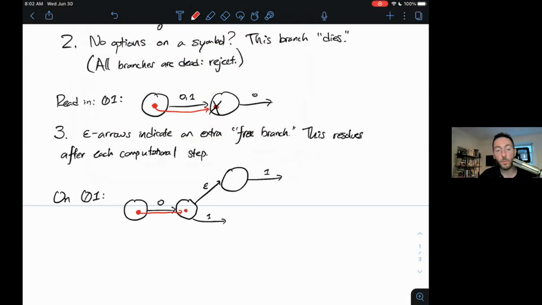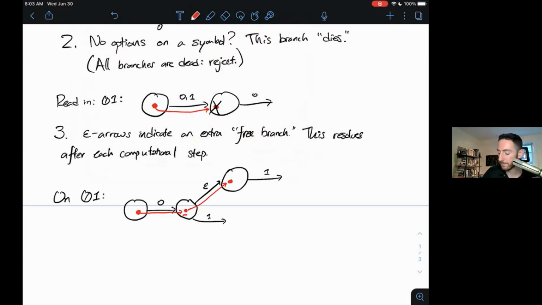And then, before we do anything else, we notice we have an epsilon edge, and we resolve it before we take the next computational step. So we split off a second copy of ourselves, another branch. We take the epsilon edge and end up over here. But that's just another branch. This copy down here is still alive.